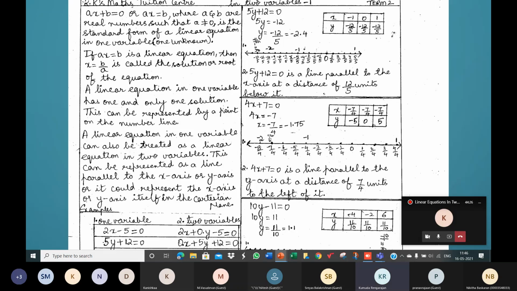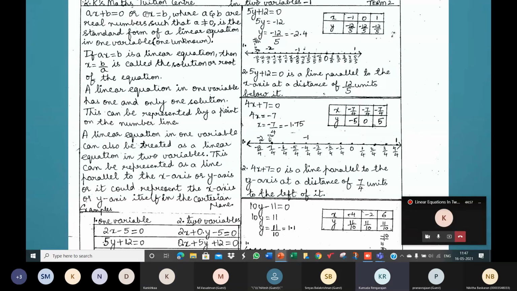And when ax plus b is equated to 0, so ax plus b is equal to 0 is the standard form of a linear equation in one variable x. Was it fine, children? Yes, ma'am.